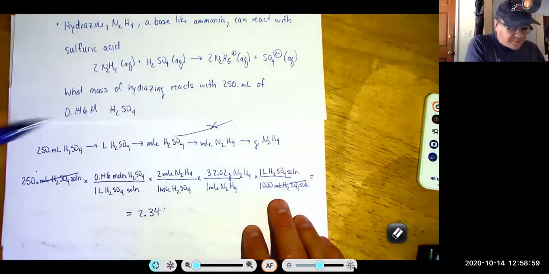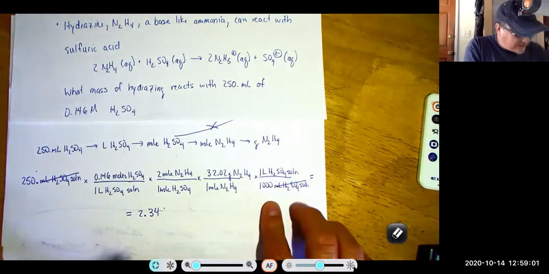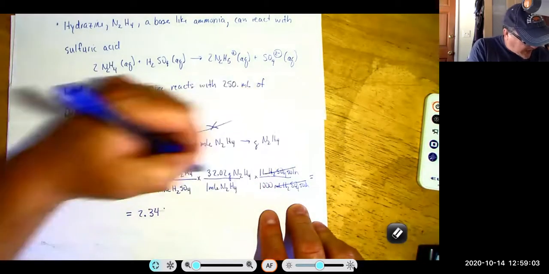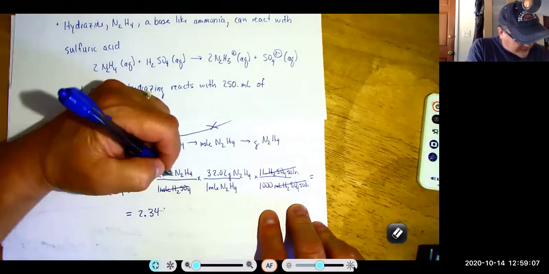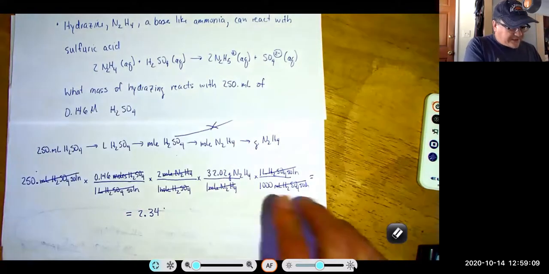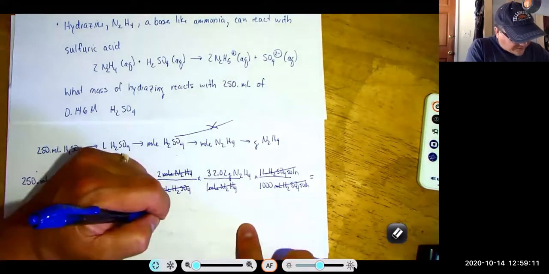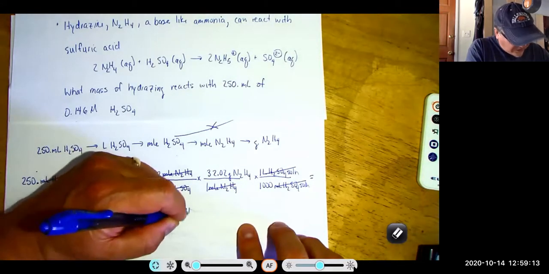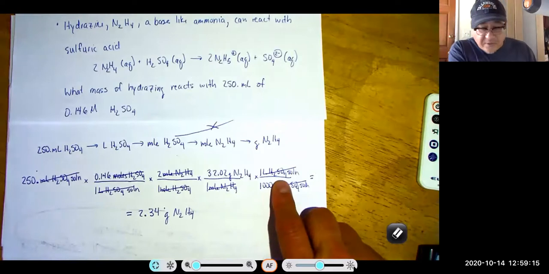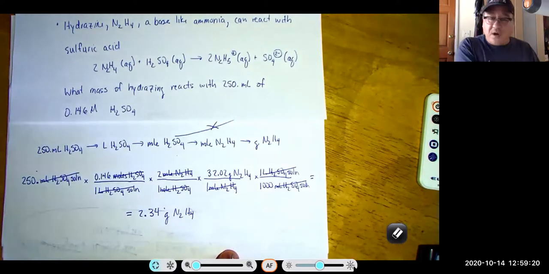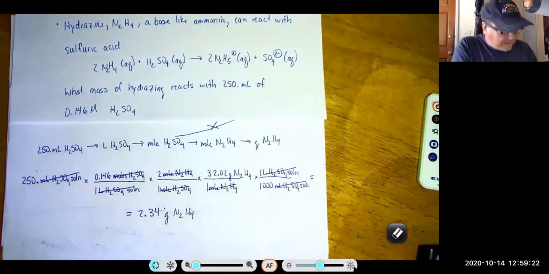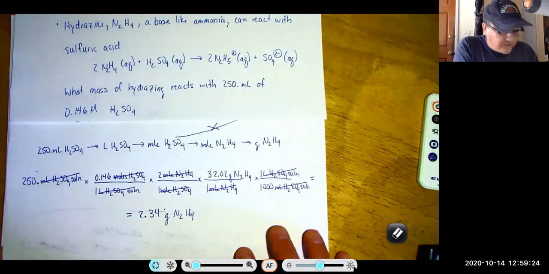And here I almost put liters here, but this liters cancels with that. This moles cancels with that. This moles cancels with that. The only thing that didn't cancel was this, so I get grams of N2H4. I almost put liters of H2SO4 because that's what I ended up with here. And this is one of the reasons why you don't want to do things out of order. It may mess up what you think are your units for your answer.